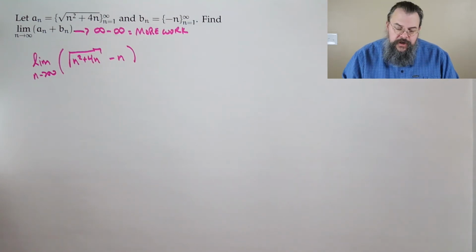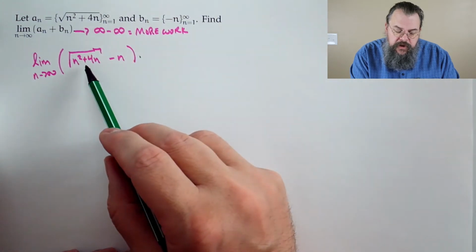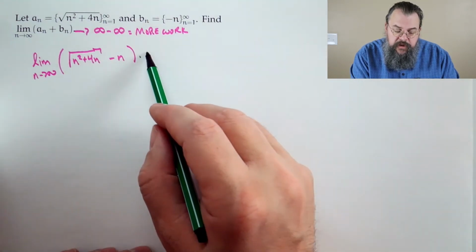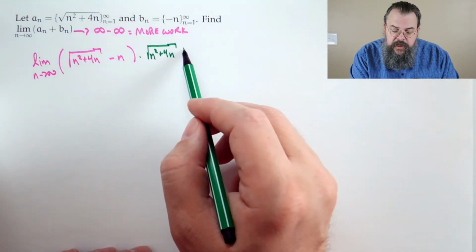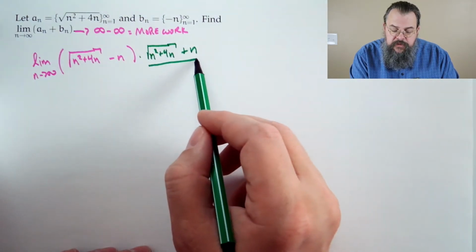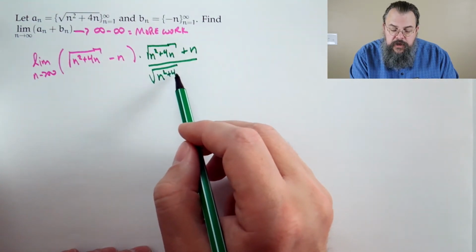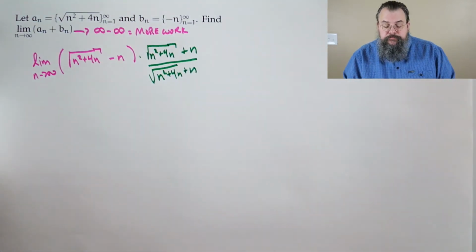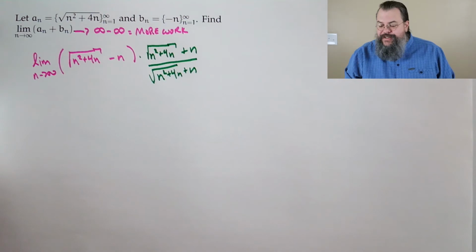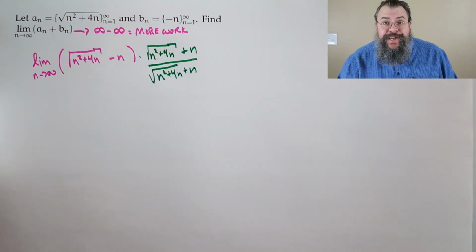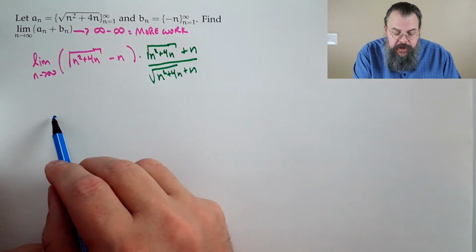Well, here we say we can multiply by something, and we say, well, let's also get rid of a square root. If we're multiplying by something, a great candidate is the conjugate. So I'm going to multiply by square root of n squared plus 4n plus n, and downstairs square root of n squared plus 4n plus n. Now notice I'm multiplying by 1. Okay, so we're fine. We haven't changed anything. No worries. So what does this become?